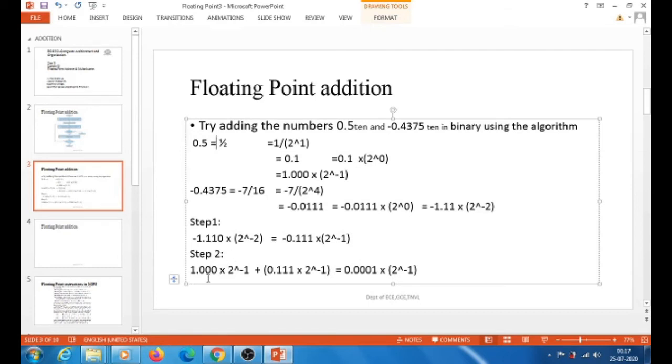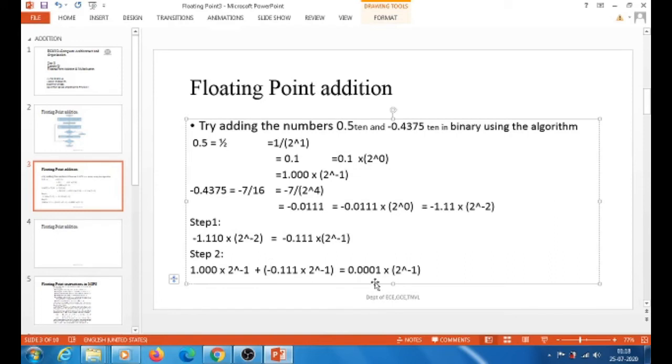For step 2, I need to add the significands. The significands are what we have placed after the comparison and after shifting the point. Here the first is 1.000 into 2 raised minus 1, and the second is 0.111 into 2 raised minus 1. I want to add both of these. Here it is minus, there should be one minus there. Sorry. So if I add both, the answer is 0.00001 into 2 raised minus 1.